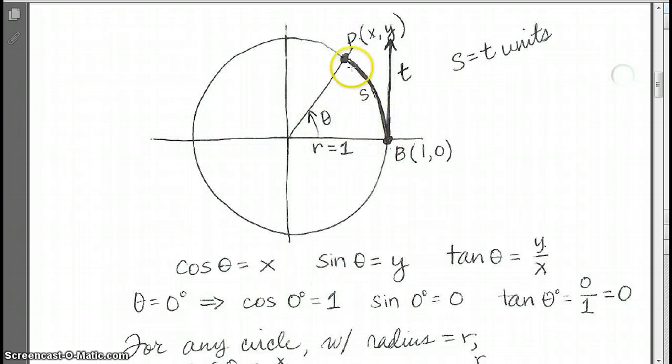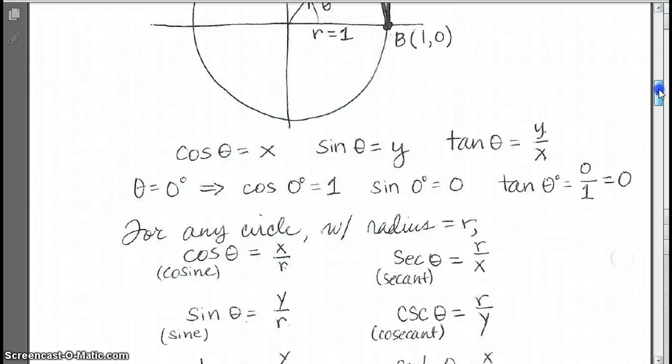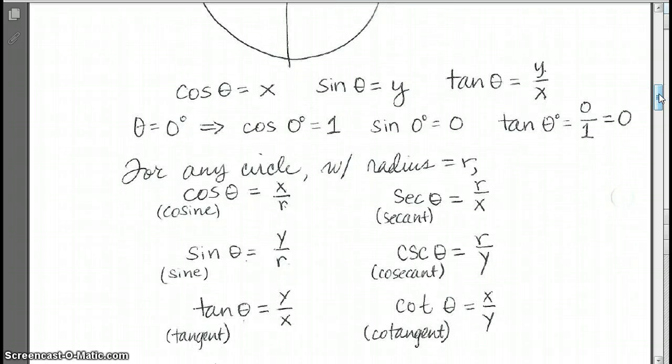And what I want to do is basically take this arc and straighten it out into a length of t units and have t be represented by some point x and y. So when we do that with the trig functions and our unit circle of the radius being equal to 1, we get our ratios like cosine theta is x over 1, sine theta is y over 1, and tangent theta is y over x. And then we're able to establish these values.